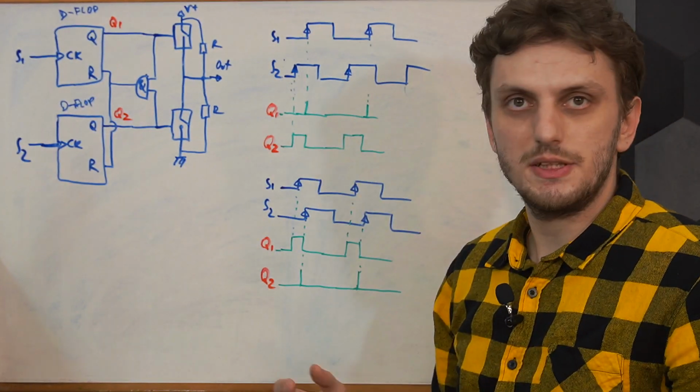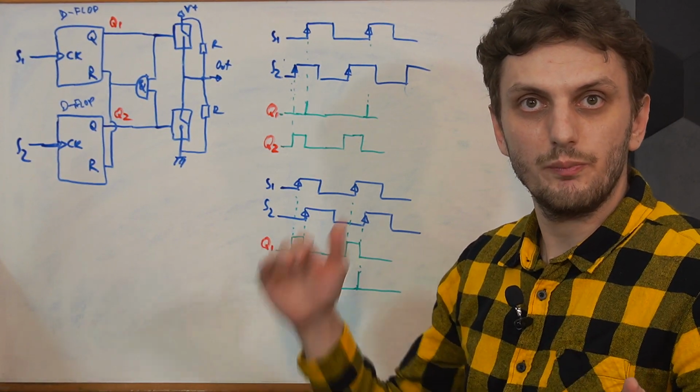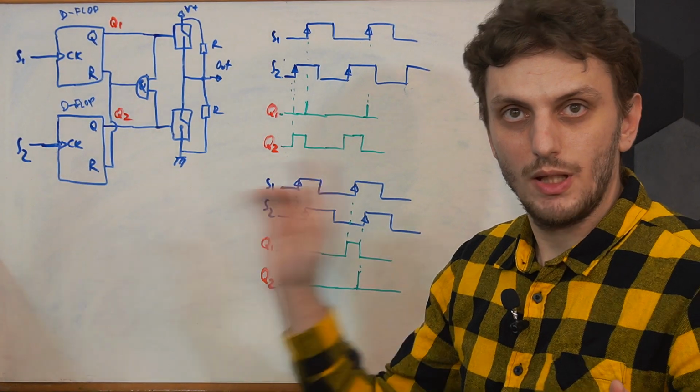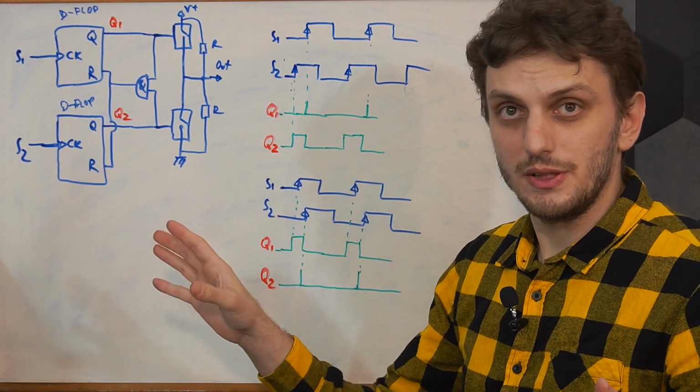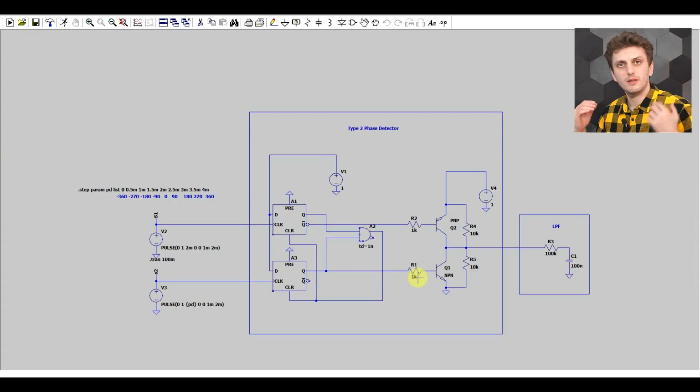So with this sort of phase detector, we get a clear difference for any phase difference between 0 and 360, but also different output from 0 to minus 360. Now we can get a clearer picture of how the circuit works using the circuit simulator.